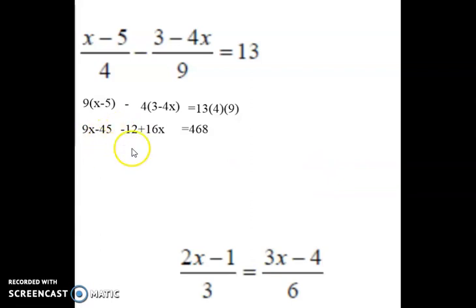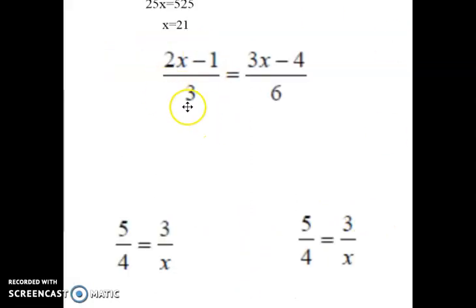So, if I add the like terms together, I get 25x. 45 minus 12 is minus 57. That gives me equal to 468. So I want to isolate x, so I have to add 57 on both sides. Then I'm left with 25x is equal to 525. Divide both sides by 25 and I get x is equal to 20.